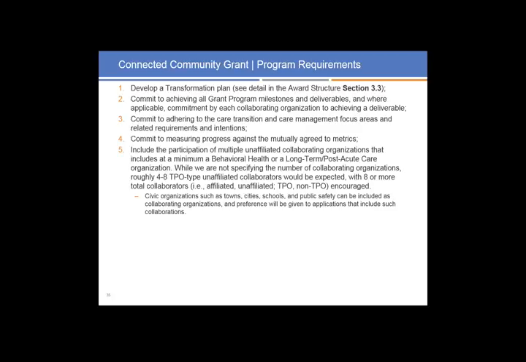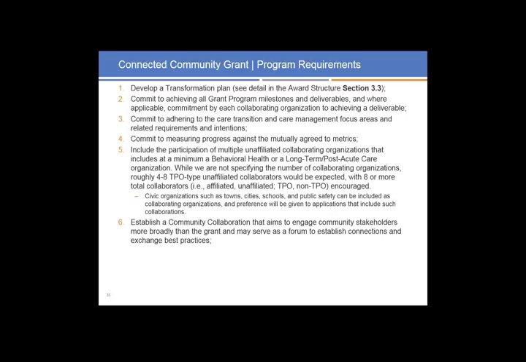include the participation of multiple unaffiliated collaborating organizations that includes a minimum of behavioral health and or long-term post-acute care organization. While we're not specifying the number of collaborating organizations, roughly 4 to 8 TPO-type unaffiliated collaborators would be expected, with 8 or more total collaborators. When I say total collaborators, that would be the affiliated, unaffiliated, TPO, and non-TPO types encouraged. So again, civic organizations such as towns, cities, schools, public safety can be included as collaborating organizations, and preference would certainly be given to applications that include such collaborations.